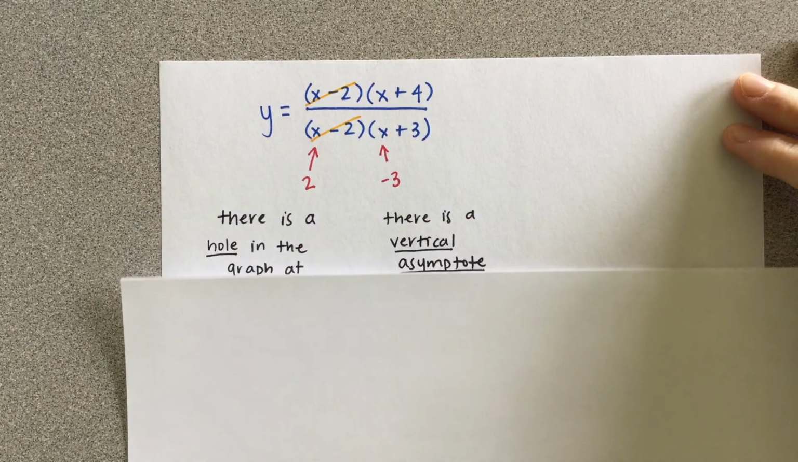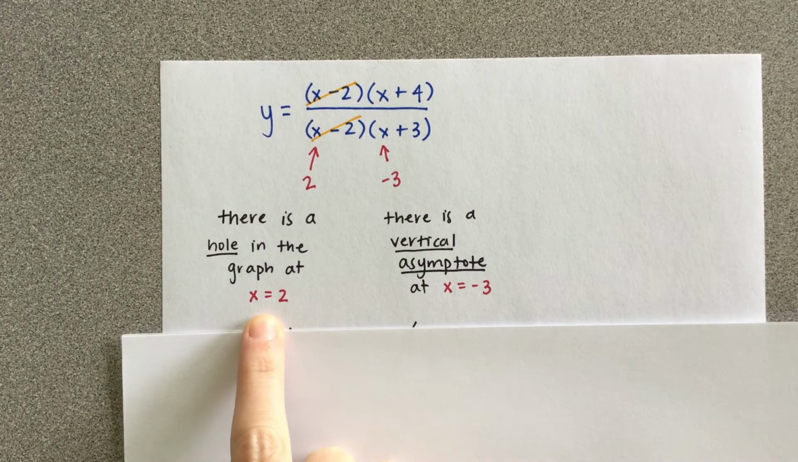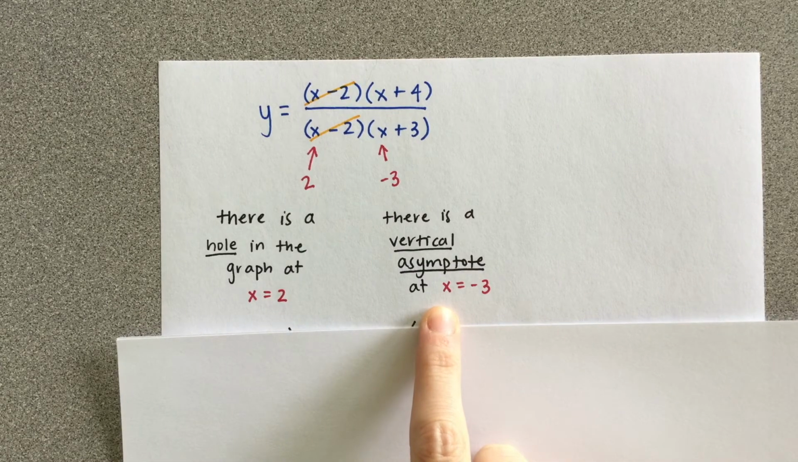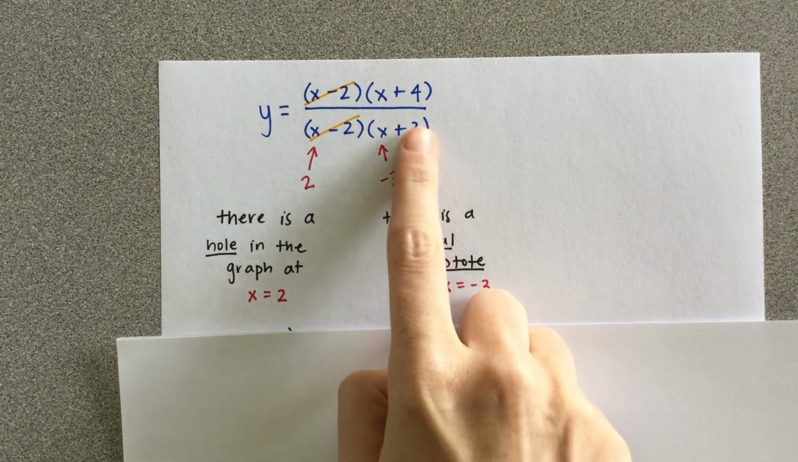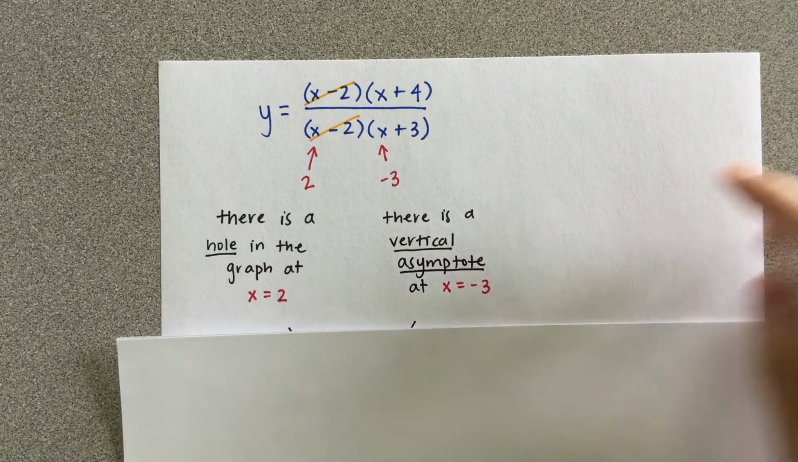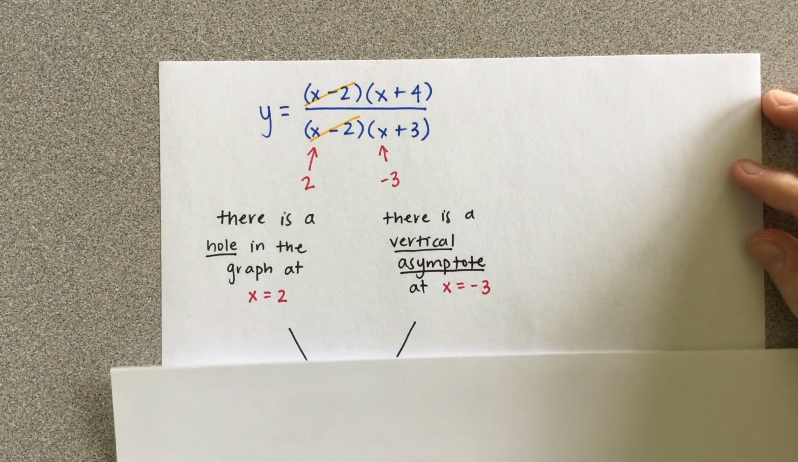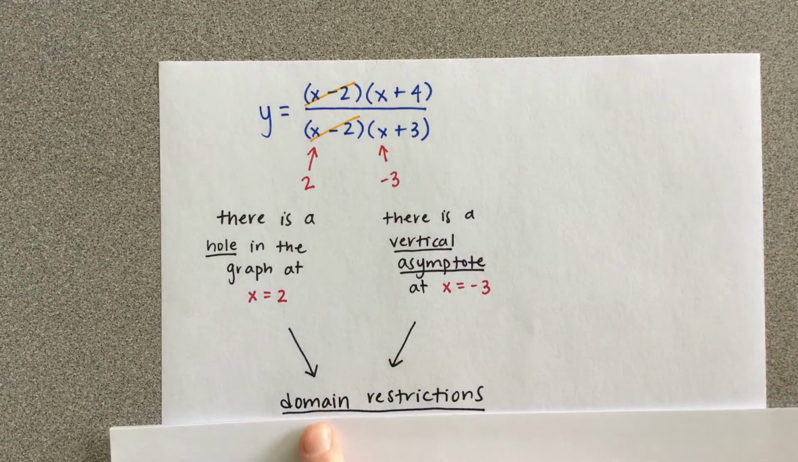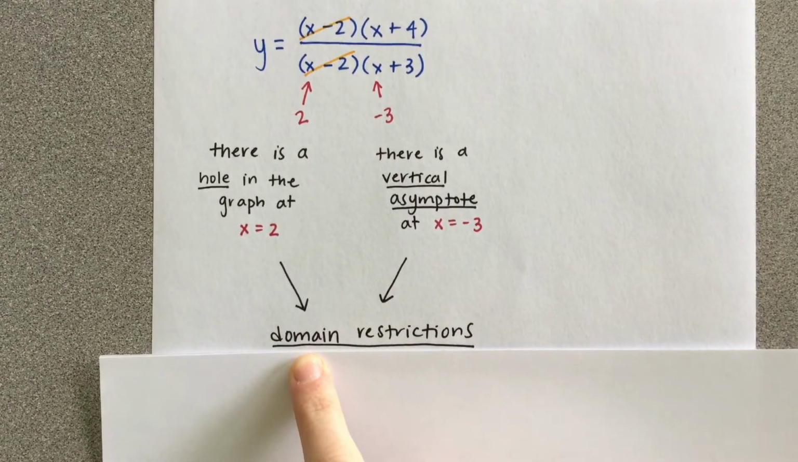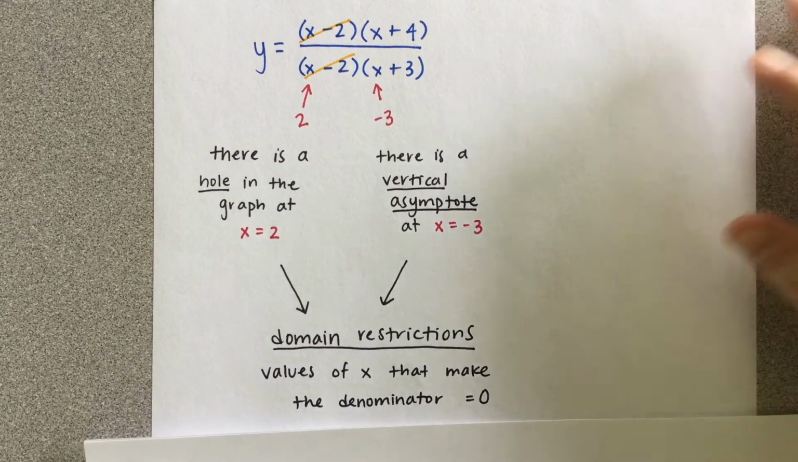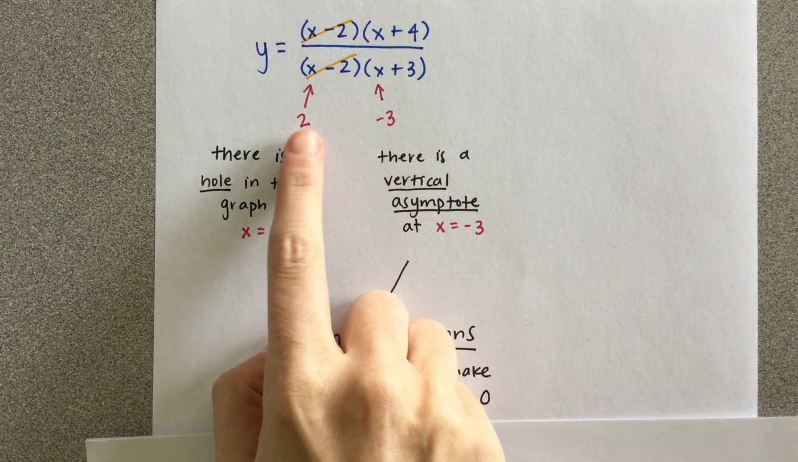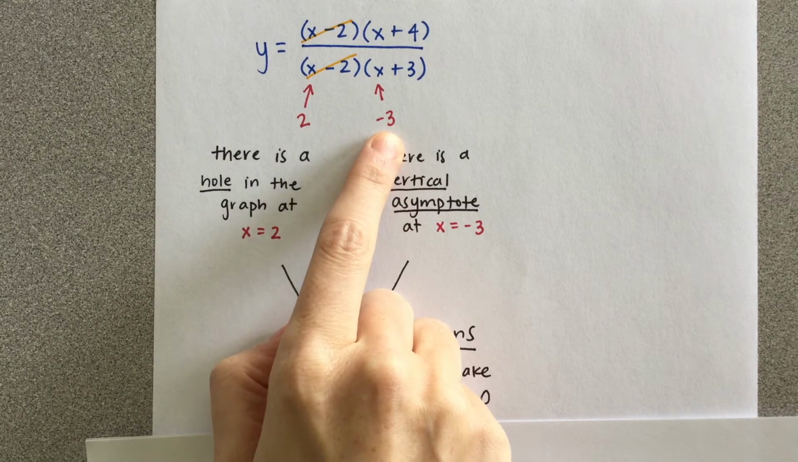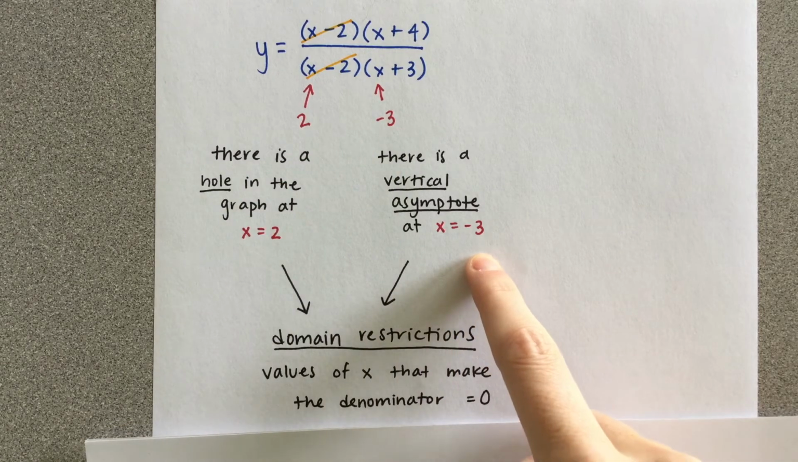So from the graph, we just saw that there is a hole at x equals positive 2, and there is a vertical asymptote at x equals negative 3. So the hole was created by the factor that canceled out. The factor in the denominator that did not cancel out created the vertical asymptote. So together, holes and vertical asymptotes are referred to as domain restrictions. Domain, remember, means all the x values in a function. So domain restrictions are the values of x that make the denominator equal 0, that would make the function undefined. And so for this equation, we actually have two domain restrictions, positive 2 and negative 3. One of them is the hole, and one of them is the vertical asymptote.